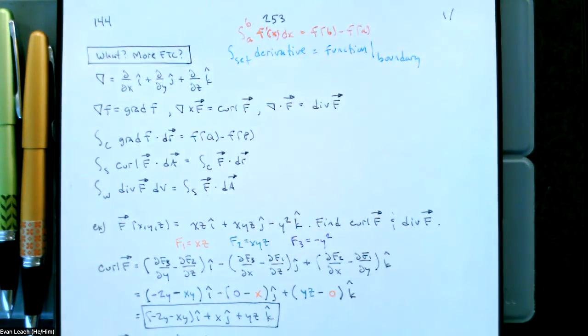Recall that this week has been all about the fundamental theorem of calculus. We've set up the structure of the fundamental theorem of calculus, where we integrate a derivative over a set by evaluating the function at the boundary of the set. This showed up in our original fundamental theorem of calculus, where the integral over some interval from a to b of f prime dx is f at b minus f at a. We're integrating the derivative f prime over the interval from a to b by evaluating the function f at the boundary of the interval, and that's just the points a and b.